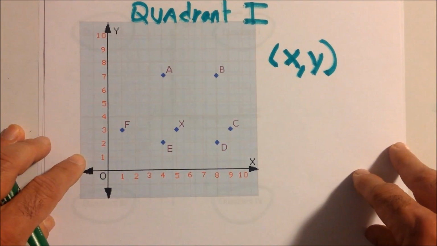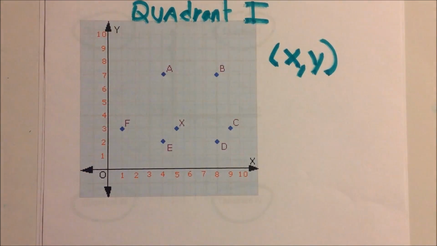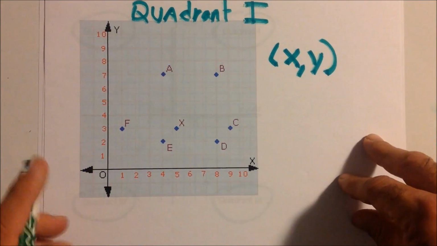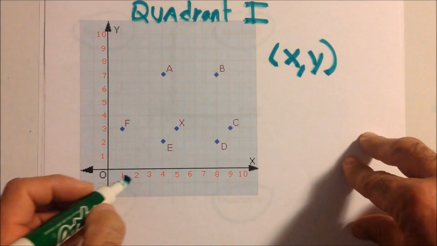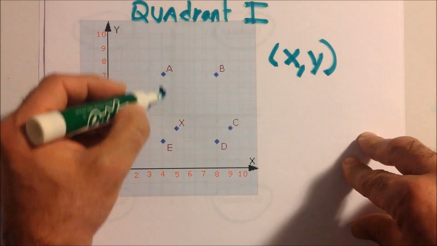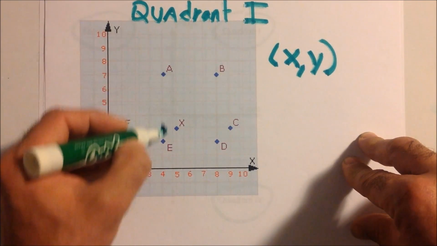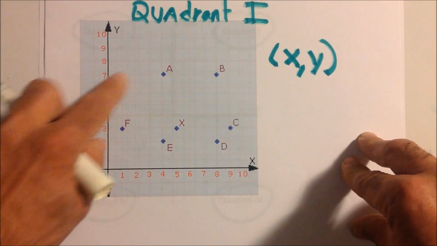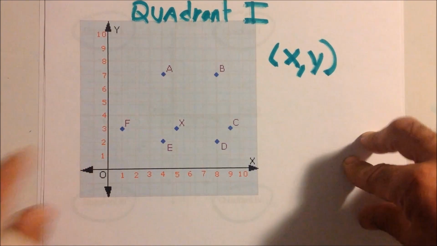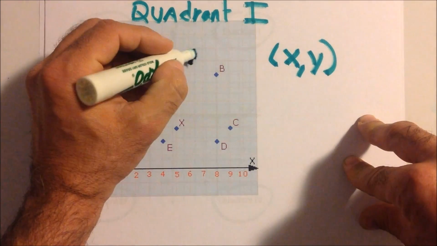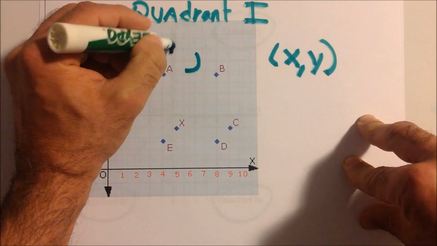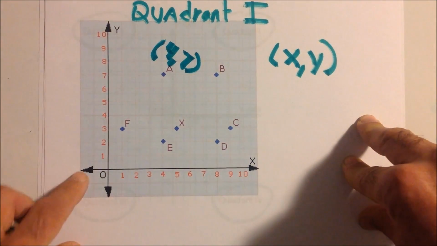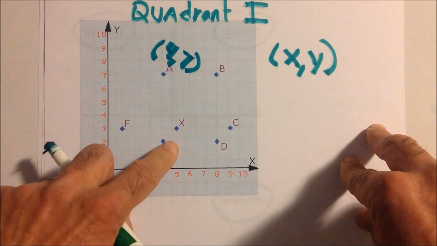So let's look at A. Where would A be on the grid? Well, let's look at the x first. Remember, x comes first. It lines up with the 4 for the x and the 7 for the y. The 4 for the x, 7 for the y. So for A, if we wanted to plot what A was, it would be 4, 7. A is at 4, 7.